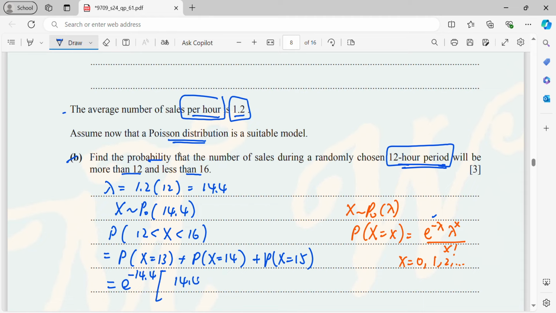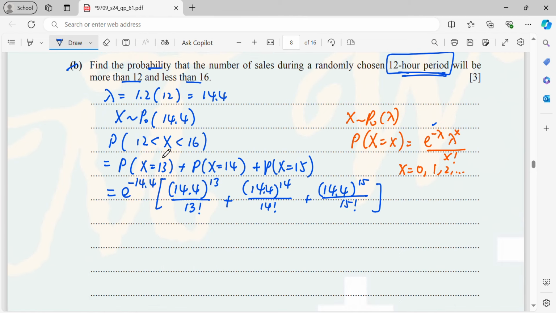Then 14.4 to the power of 13, because your x is 13, over 13 factorial, plus 14.4 to the power of 14 over 14 factorial, plus 14.4 to the power of 15 over 15 factorial. So here you will be getting the answer of 0.309046, and rounded to 3 significant figures, that is 0.309.